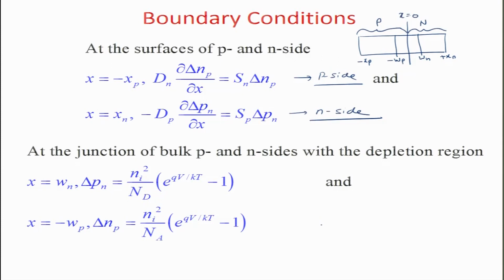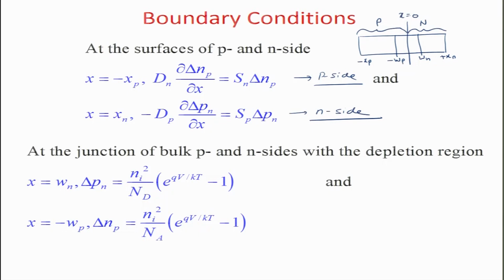So, V is as we have got it from the previous analysis of the p-n junction in dark. So, these conditions are similar to what we saw in dark. At the boundary, delta P_n is equal to n_i squared by N_d exponential qV by kT minus 1, and at minus Wp, delta N_p is equal to the same n_i squared by N_a into exponential qV by kT minus 1. So, these are the boundary conditions at the surfaces of the P and N side and at the junction of the P and N sides with the depletion region.